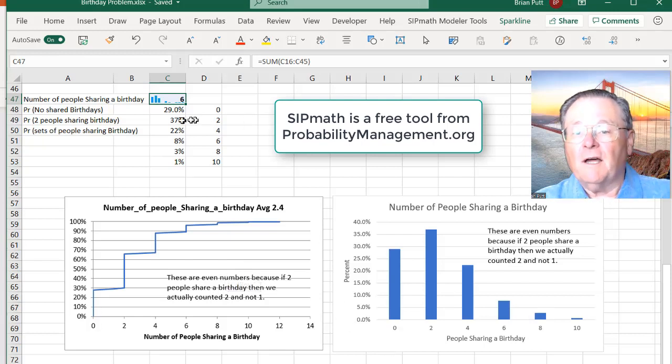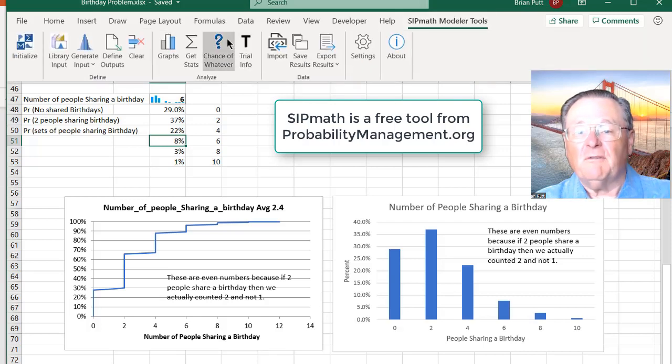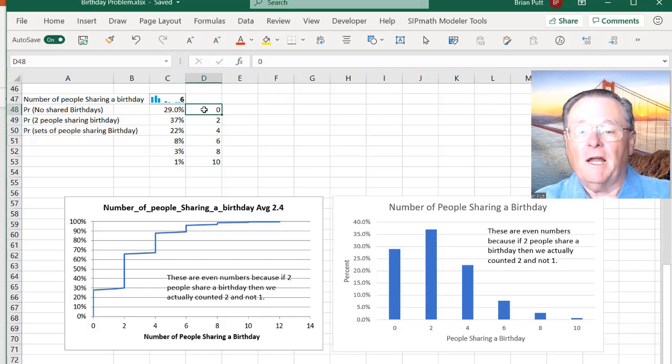As I've used the chance of whatever command down here. This is the SIPmath chance of whatever to generate this equation, which simply asks the question: how many times did that random variable actually have a value of 6? And there were 8% of the time it had a value of 6. And as we talked about, there was a 29% chance that there was 0, so no matches.